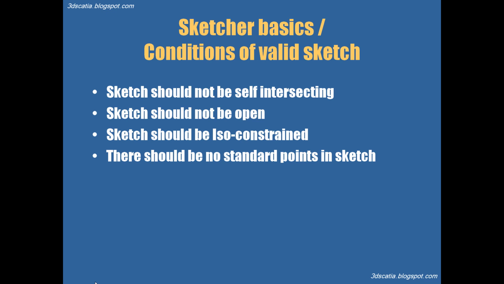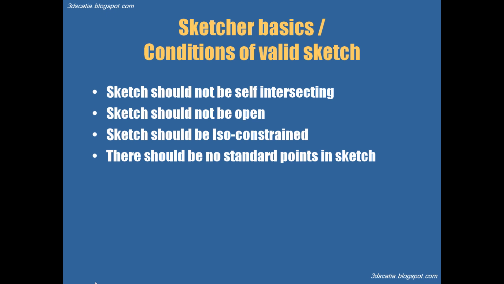The first condition is that the sketch should not be self-intersecting. How it works in CATIA I will show you in a moment. Let us first have a look at all the other conditions as well. The second condition is that the sketch should not be open. The third condition is that the sketch should be ISO constrained. You can also read it as the sketch should not have any degree of freedom; it should be fully constrained. The fourth condition is that there should be no standard points in the sketch. The fourth condition is actually particular only to CATIA. In other CAD software there is no such condition.